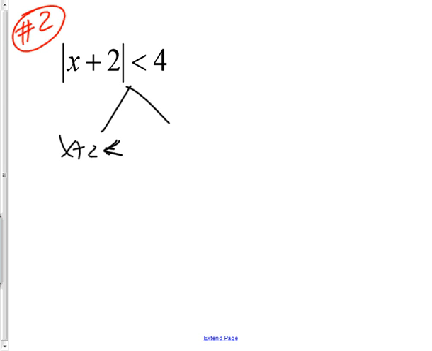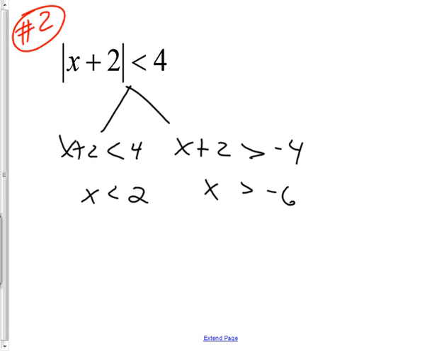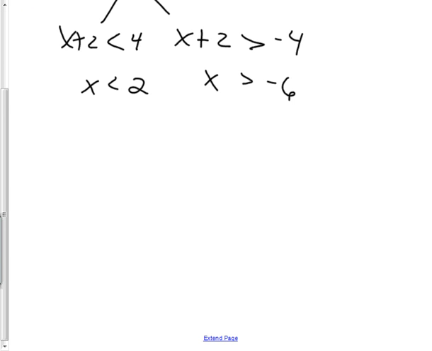Sorry, less than 4, and x plus 2 greater than negative 4. Notice when I changed to negative 4, I had to switch the sign around. Okay, now, subtract 2 from both sides, x less than 2. Subtract 2 from both sides, x greater than negative 6. Now I'll put my little graph number line up, negative 6, 2.